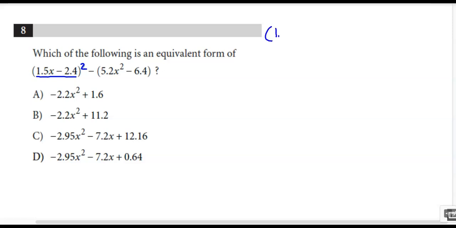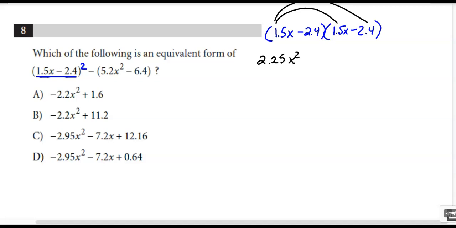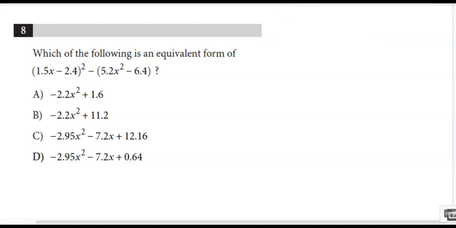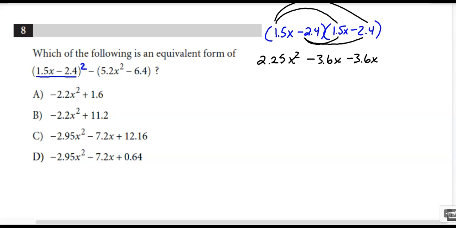Let's just do the 1.5x minus 2.4 and then multiply it by itself, 1.5x minus 2.4. If you use FOIL or double distribution, either way. So 1.5 times 1.5, that's 2.25x squared. 2.4 times 1.5, that is negative 3.6x. Here on the inside, we get the same thing, so we end up doubling that, negative 3.6x. And then we have the last times the last, which is 2.4 times 2.4, is 5.76 positive.